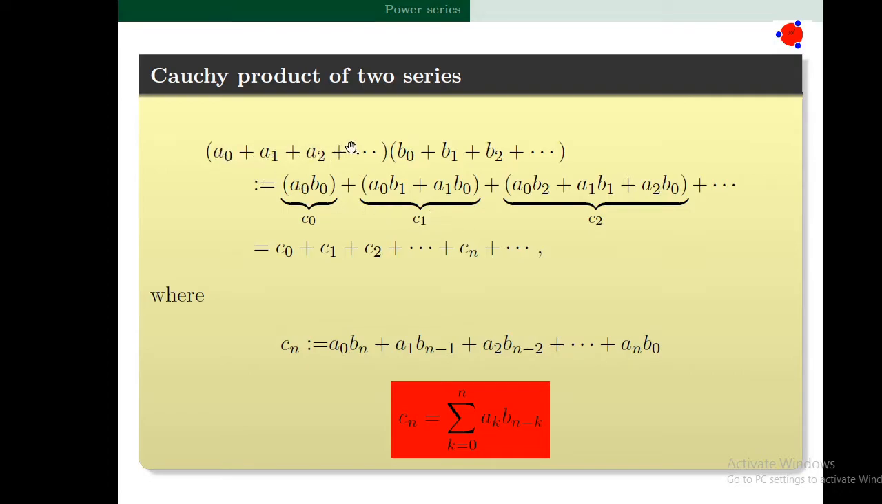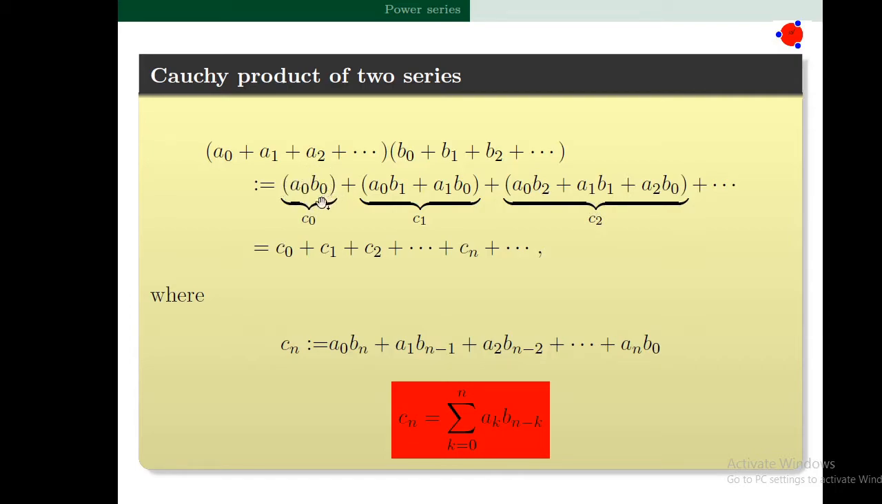Let sigma an and sigma bn be two series. Then the Cauchy product of sigma an and sigma bn is defined as the series a0 b0 plus a0 b1 plus a1 b0 plus a0 b2 plus a1 b1 plus a2 b0 plus etc.